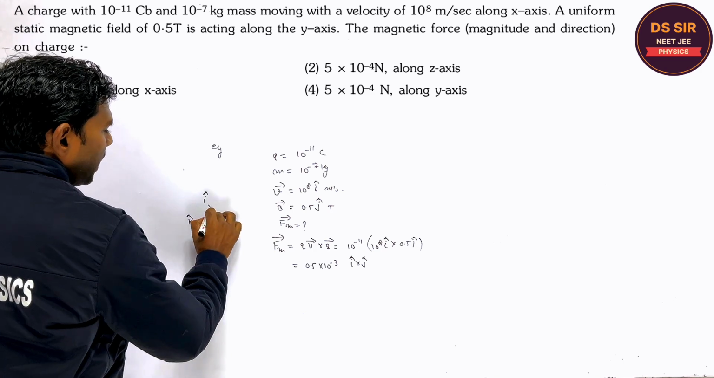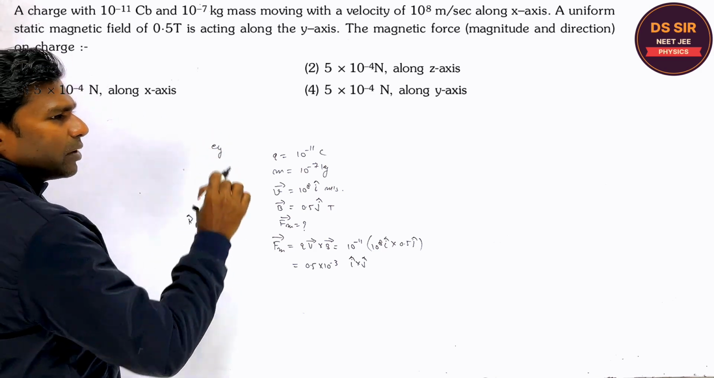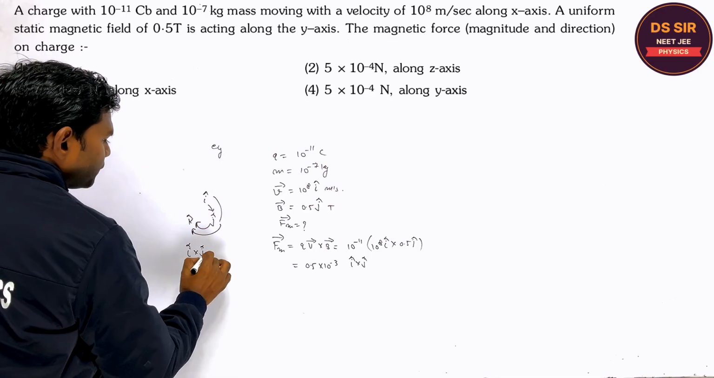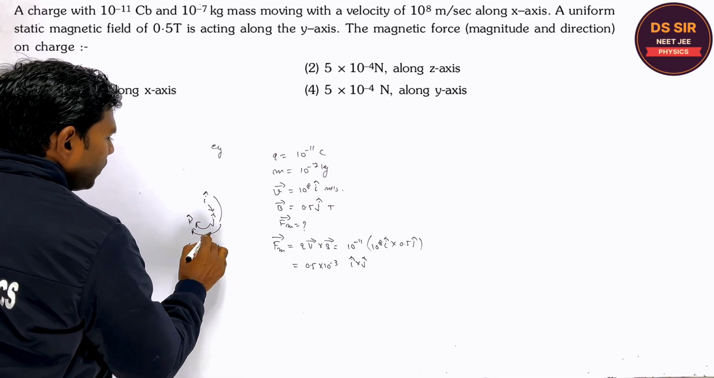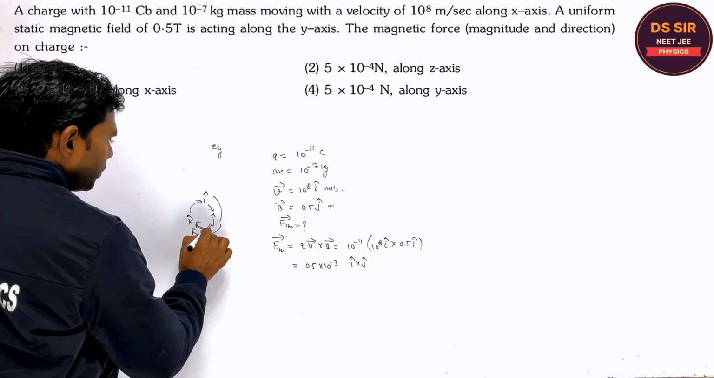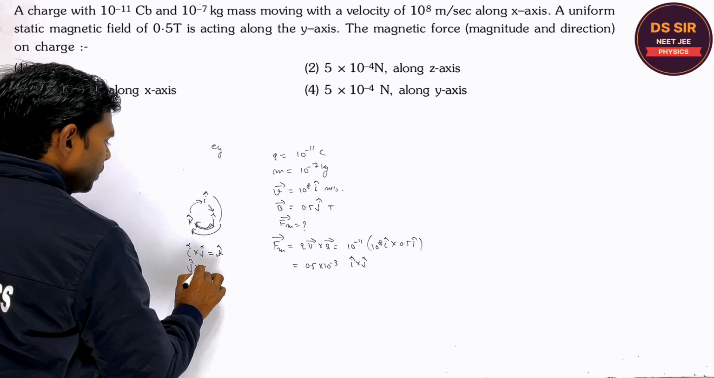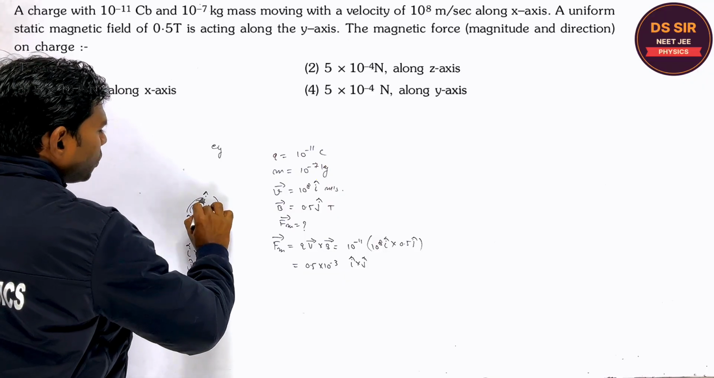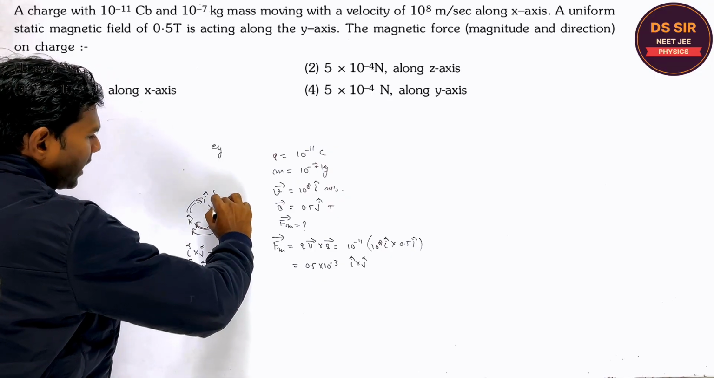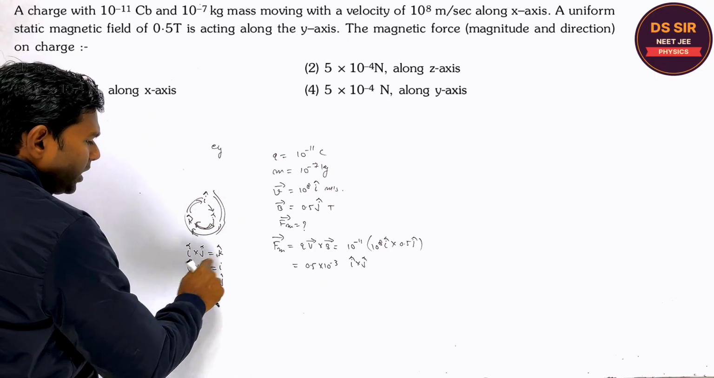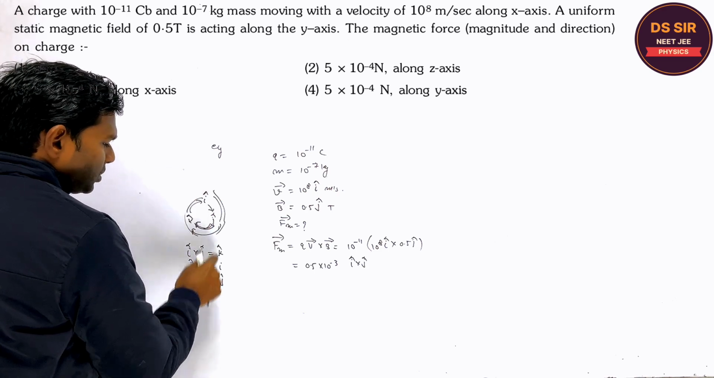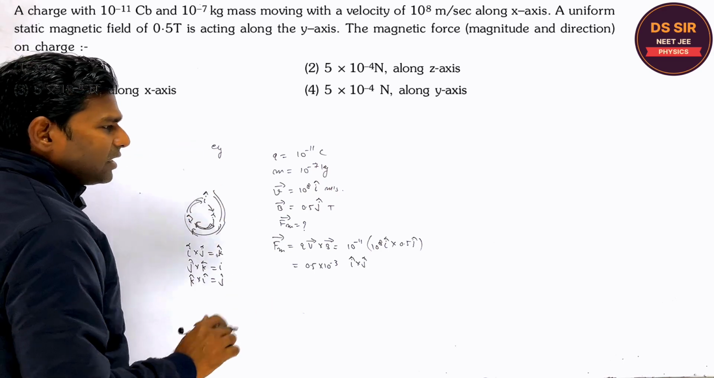i cross j is equal to k cap. And j cross k is equal to i cap. And k cross i is equal to j cap. i j k: i cross j, j cross k gives i, k cross i gives j. And if the reverse is there, I think you know this.